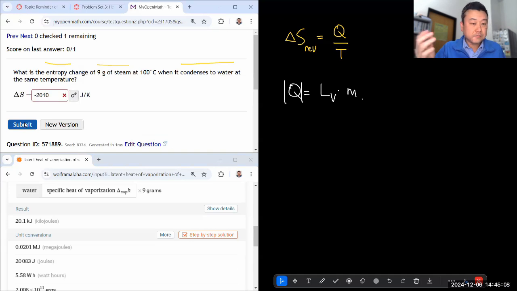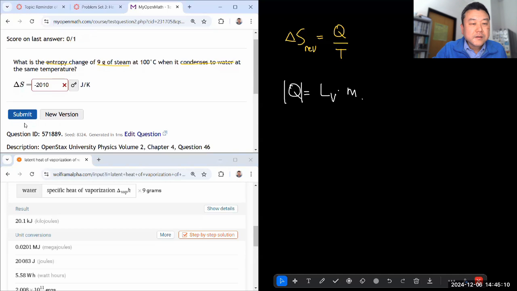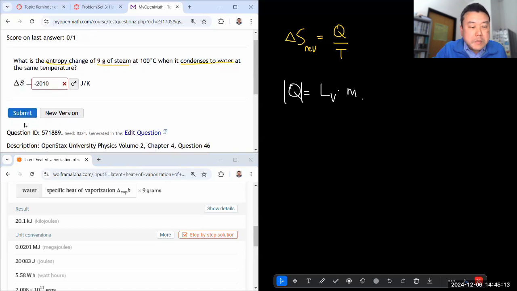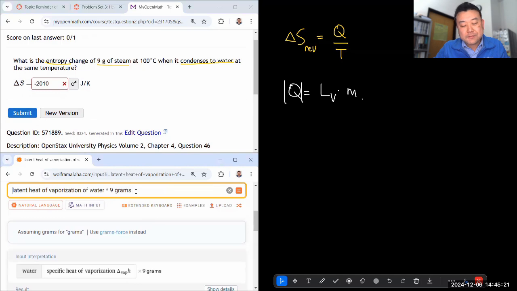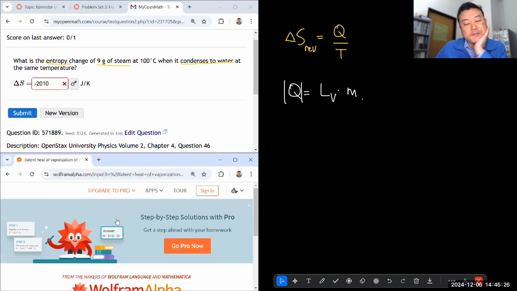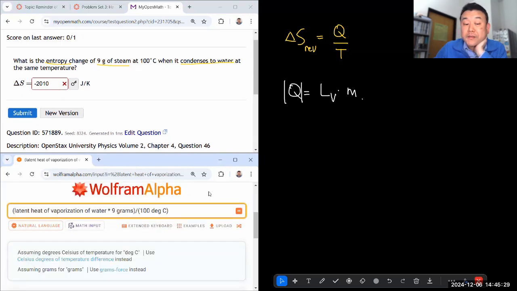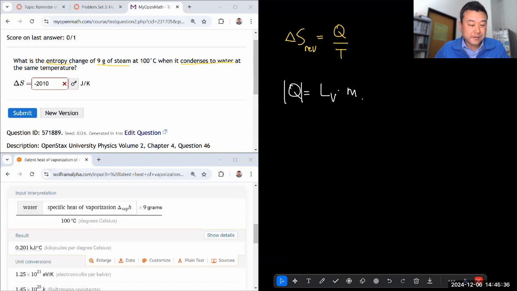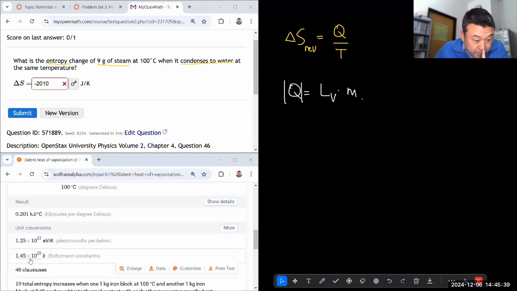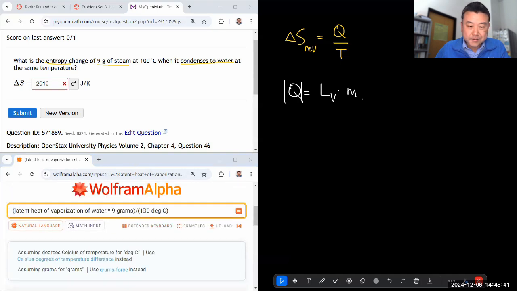Because again, the entropy is decreasing. Wait, did I miss something? Oh, this is why. The T shouldn't be 100 degrees C. Let me see what Wolfram Alpha does if I divide this by 100 degrees C. It should really convert that to Kelvin, because this formula is only meaningful with the absolute temperature scale. That won't work. Did it convert to Kelvin on its own? No, let's just do it properly. 373 Kelvin.